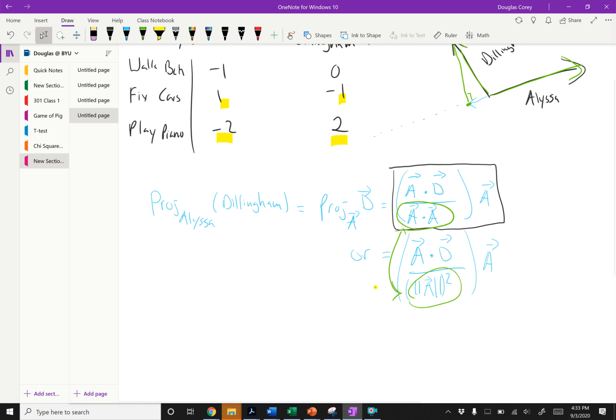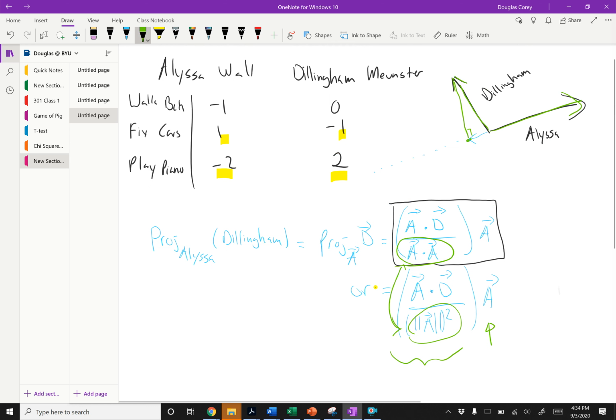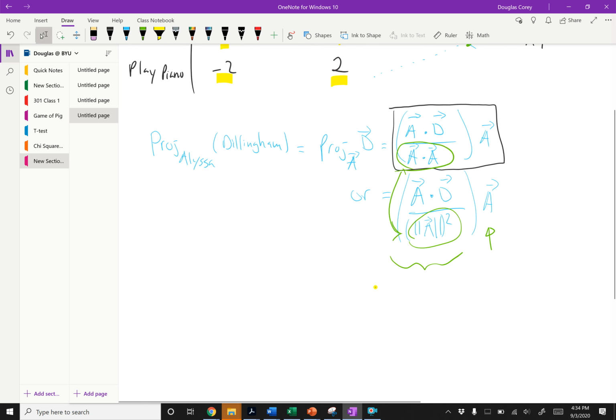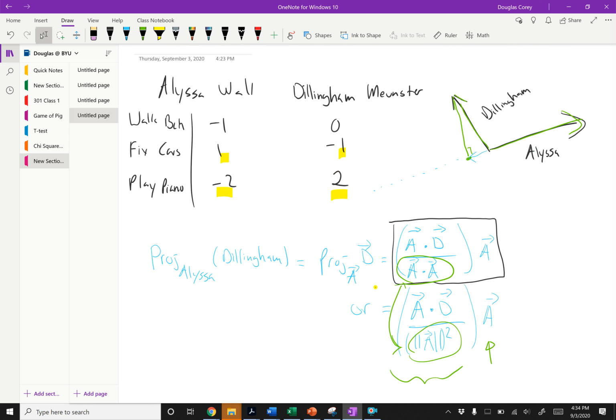Another thing I'd like to point out is that this is a vector here, but this is just a scalar. So it is just scaling Alyssa's vector. We're projecting onto Alyssa's. If we're projecting Dillingham onto Alyssa, we're just going to get some scale of Alyssa's vector. So the dot product is a scalar in the numerator. The dot product in the denominator is a scalar. You just get a scalar divided by a scalar. So let's go ahead and do this, see what we end up with.